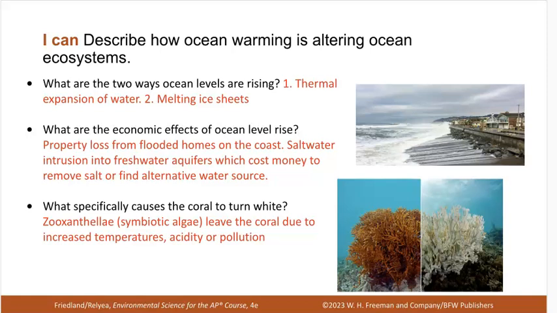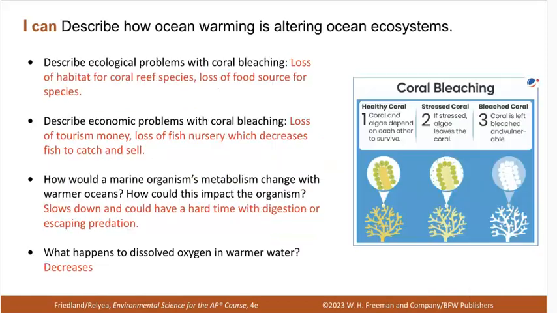And then specifically what causes coral to turn white, there's an algae called zooxanthellae that leaves the coral due to increased temperatures, due to more acidity or pollution. And it's the color of the algae that make the color of the coral. Coral is a little animal that has to live with algae. They're in mutualism and they need each other to survive. But the algae can't live in stressed conditions. So you can see here, healthy coral, the coral and algae depend on each other to survive.